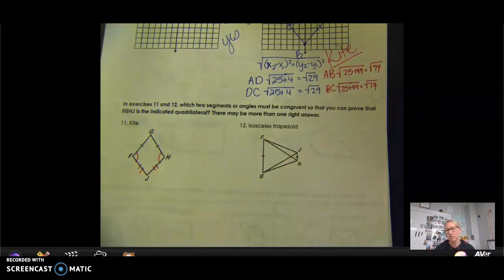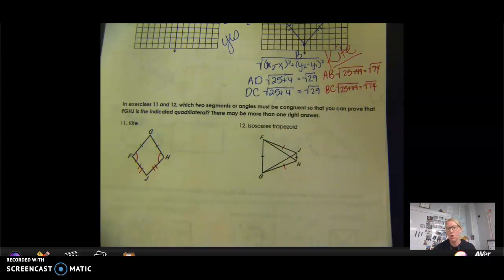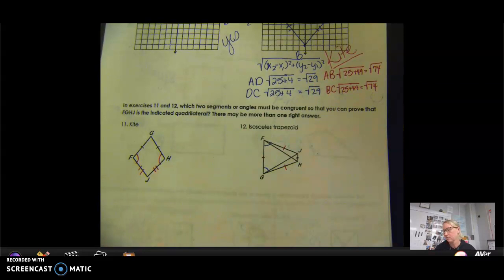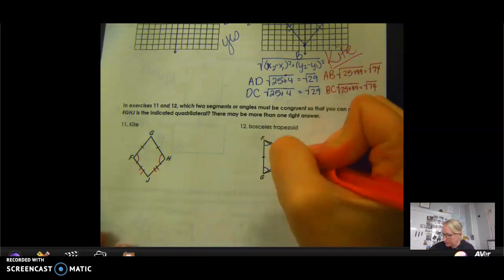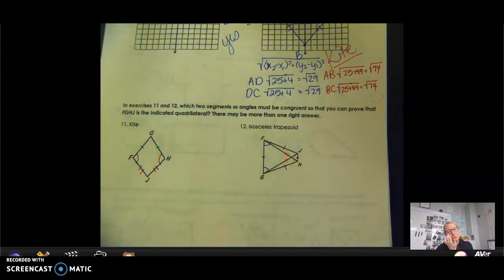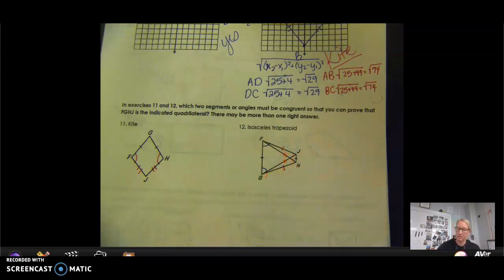Isosceles trapezoid, so we know that this is a trapezoid. I would either have to know that this side's equal to this, or this base angle is equal to this base angle. Or I think you can do this by knowing that this piece of the diagonal is congruent to this piece and this piece is congruent to this piece, as long as those pieces are congruent. But I would stay with the angles down here and then the side lines being congruent.